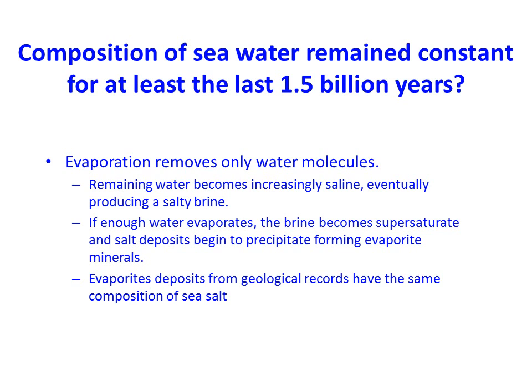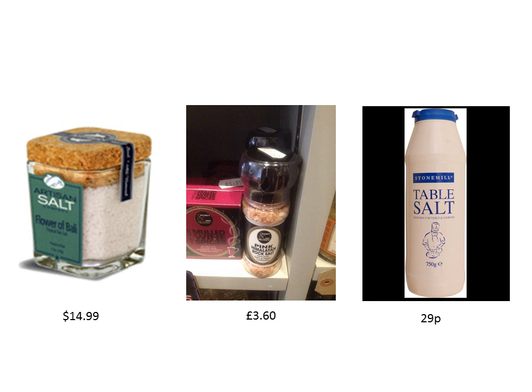So the composition of the ocean, the types of salts in the ocean, have been the same over almost all of geological history, or at least the interesting parts of it. That means all of these different kinds of salt ultimately come from the ocean. This artisan salt that Americans buy for $15, or the Himalayan pink rock salt you can buy in Stockbridge, which ultimately came from the ocean probably 20, 30 million years ago, for £3.60. Or you can go to Lidl and get 29p salt. It's the same salt.